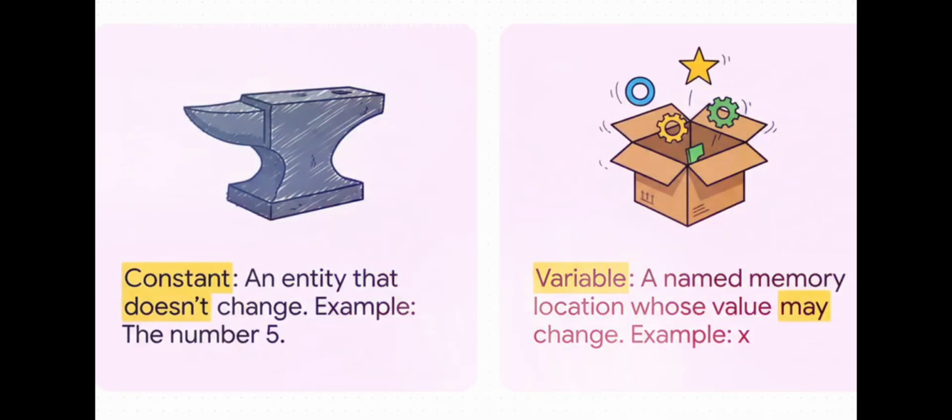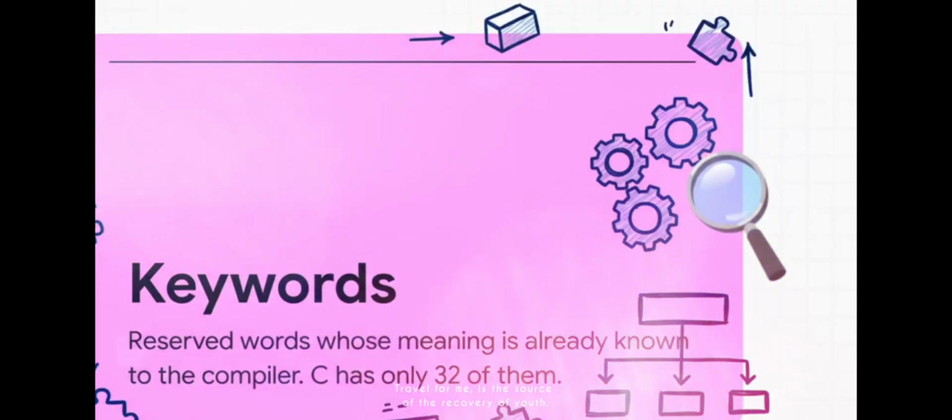A variable, on the other hand, is more like a storage box that you can put a label on. You give it a name, and you can put a value inside it that might change later on, like the score in a video game. Then you've got keywords. Think of these as the grammar of the language.